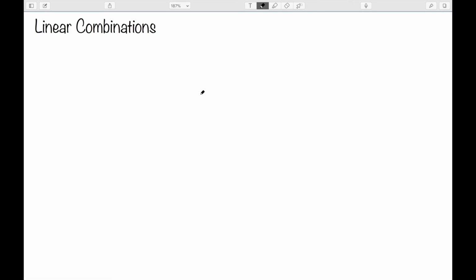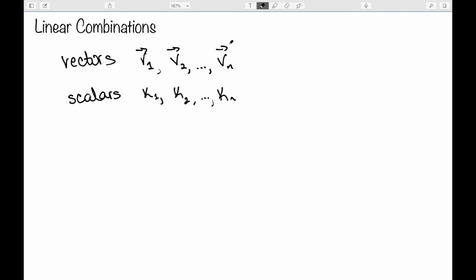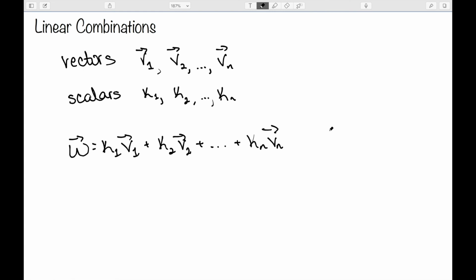One last thing I wanted to define is a linear combination. So the idea of a linear combination is to have some vectors, multiply them by scalars, and then add them up. So let's suppose we have some vectors v1, v2, etc. up through vn, and we have some scalars k1, k2 up through kn. Then we're going to define this vector w, which is k1 times v1 plus k2 times v2 plus k3 times v3, etc., all the way up to kn times vn. And that w is said to be a linear combination of the vectors. So let's look at some examples of this.